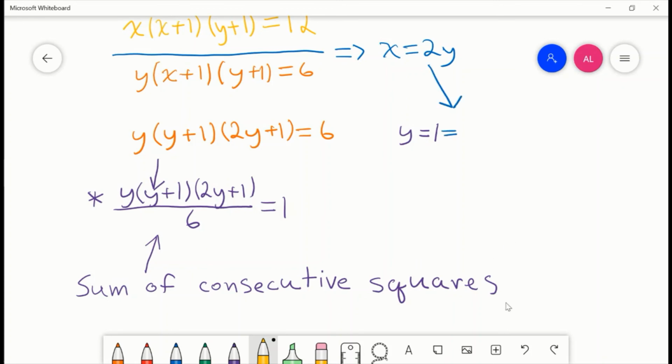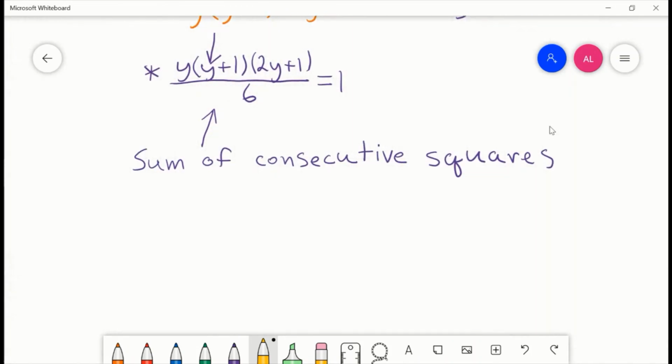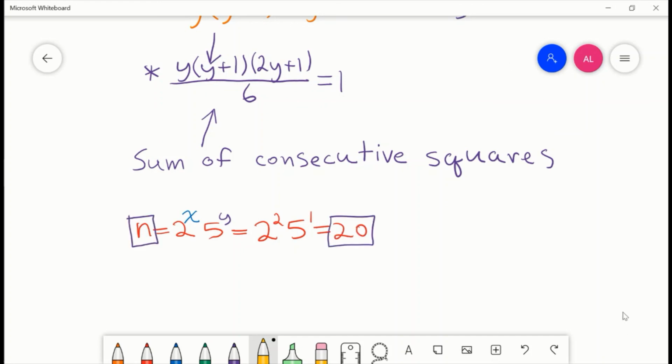And now, from the blue equation, we get that x is equal to 2. And now comes the grand finale. n is equal to 2 to the x times 5 to the y, which is equal to 2 squared times 5 to the 1, which is equal to 4 times 5, which is 20. And that is the answer.